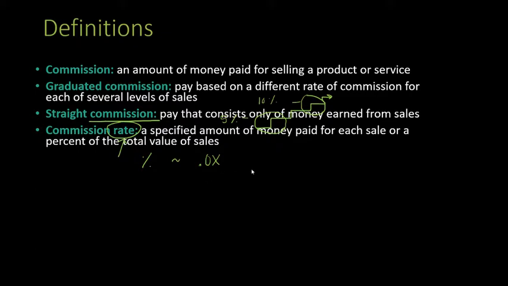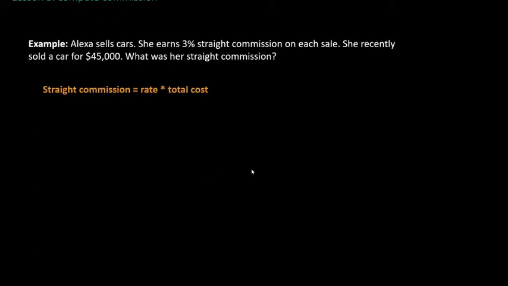So with those ideas in mind, let's move forward. As I said, the focus of this video is graduated commission, but to warm up, let's just do one example of calculating straight commission, and then we'll dive into graduated. So let's say Alexa sells cars. She earns 3% straight commission on each car sale. And she recently sold a car for $45,000. And we want to know, what is her straight commission? What's that money that she is making just for selling that car?